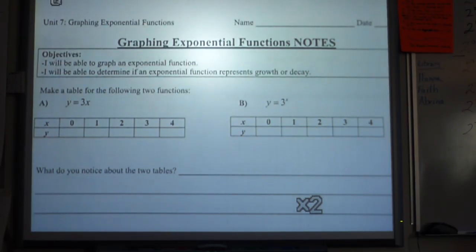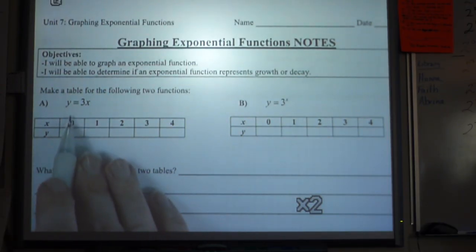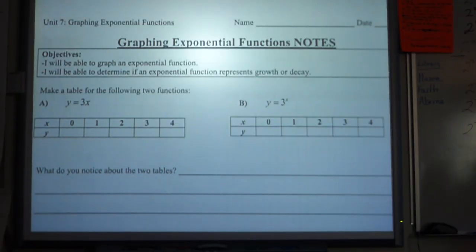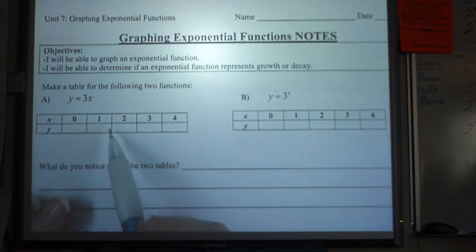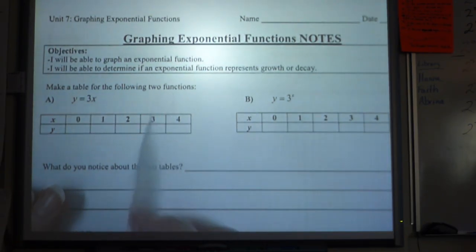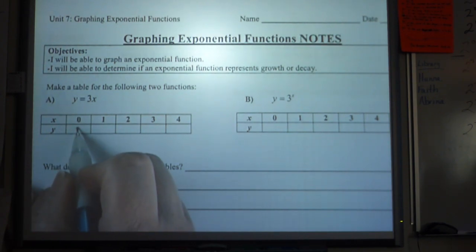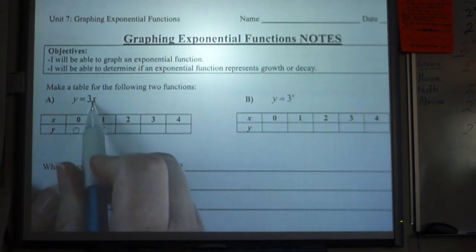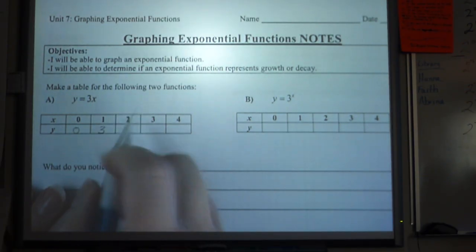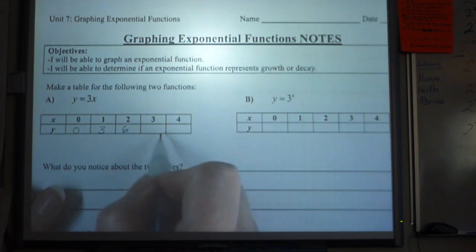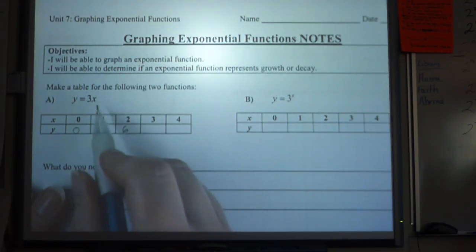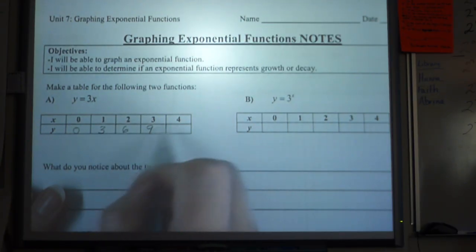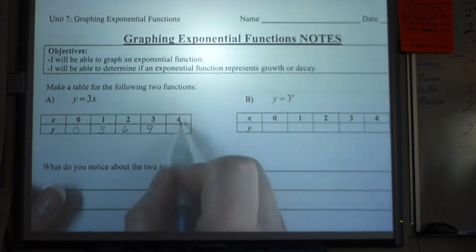So we'll start off with this equation, which is a review, y equals 3x. And this represents a linear function. Good. So when we have y equals 3x, we can complete a table of values to give us some points. When x is 0, y is 0. When x is 1, y is 3. 3 times 1. When x is 2, y is 6. Good. When x is 3, y is 9. And when x is 4, y is 12.